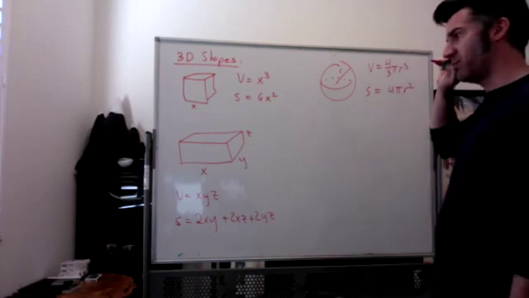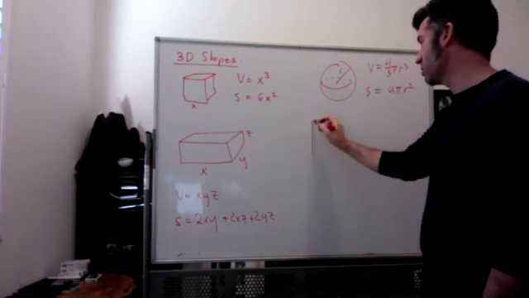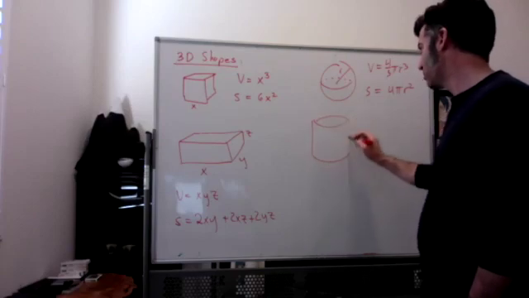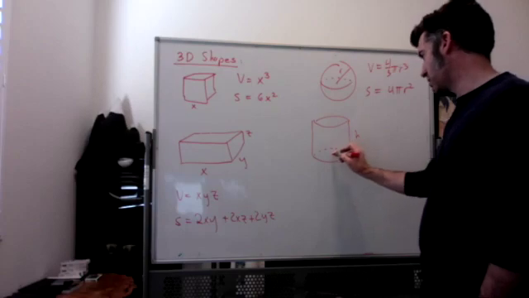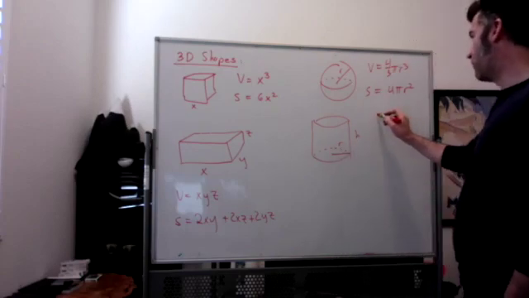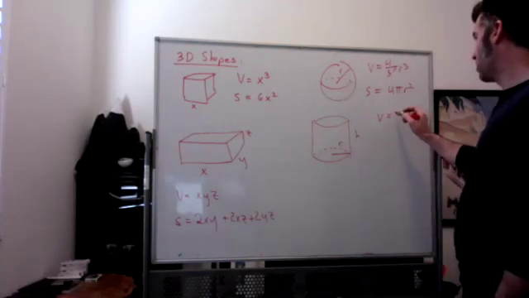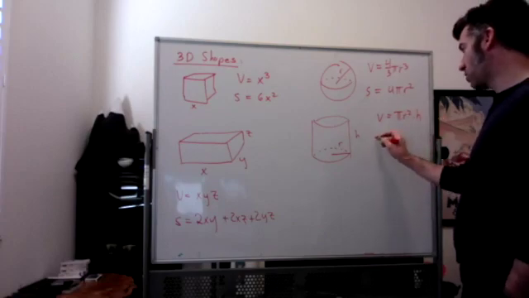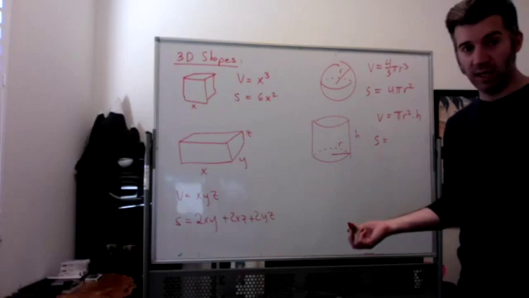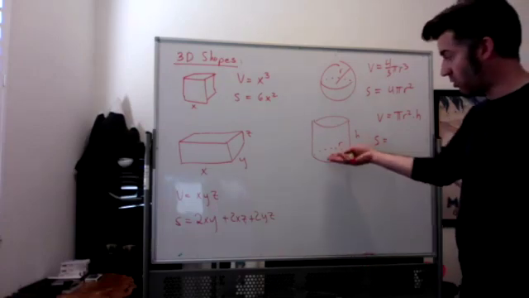And then the last 2 shapes, cylinder with a height of h and a radius of r. The volume is the area of the circle times the height. And the surface area, this one's always the one that's a little tricky. The surface area, well, you've got a circle on the bottom and a circle on the top.